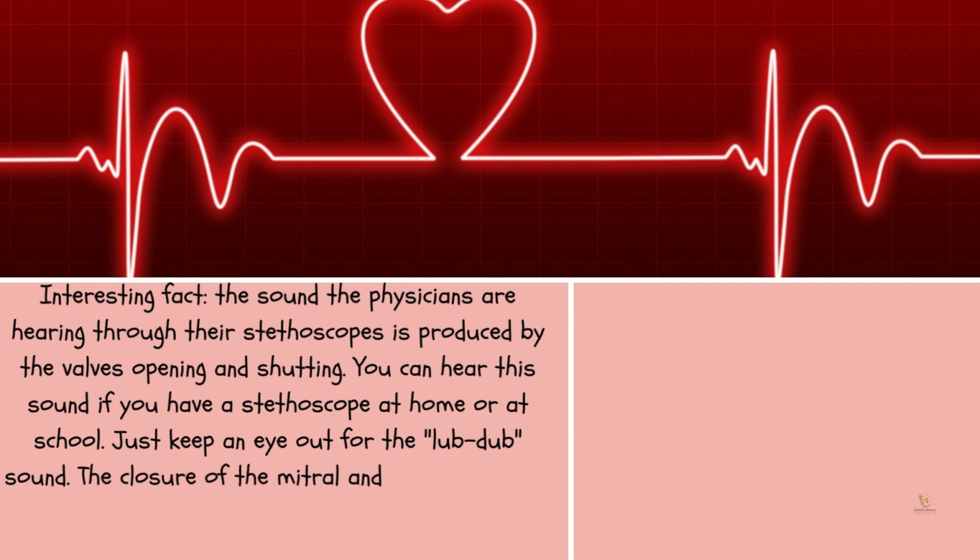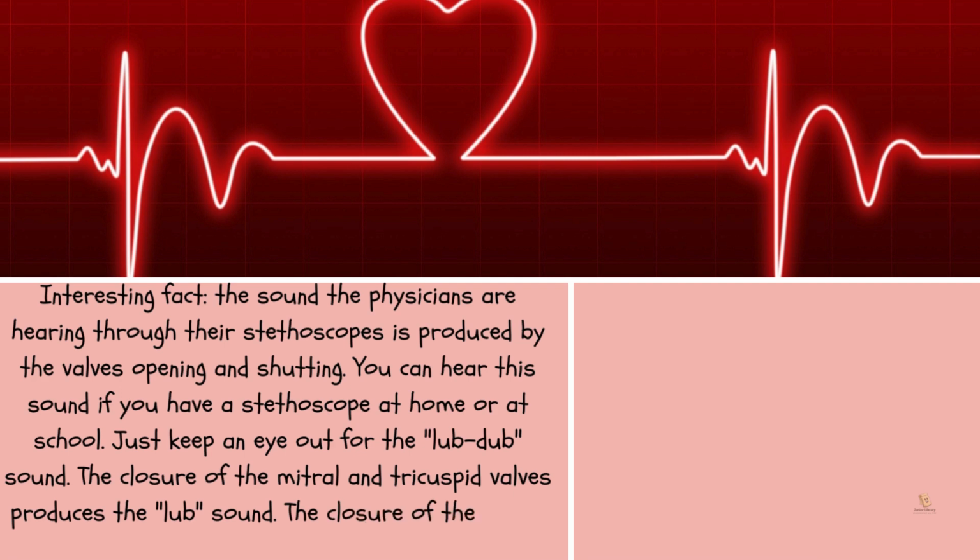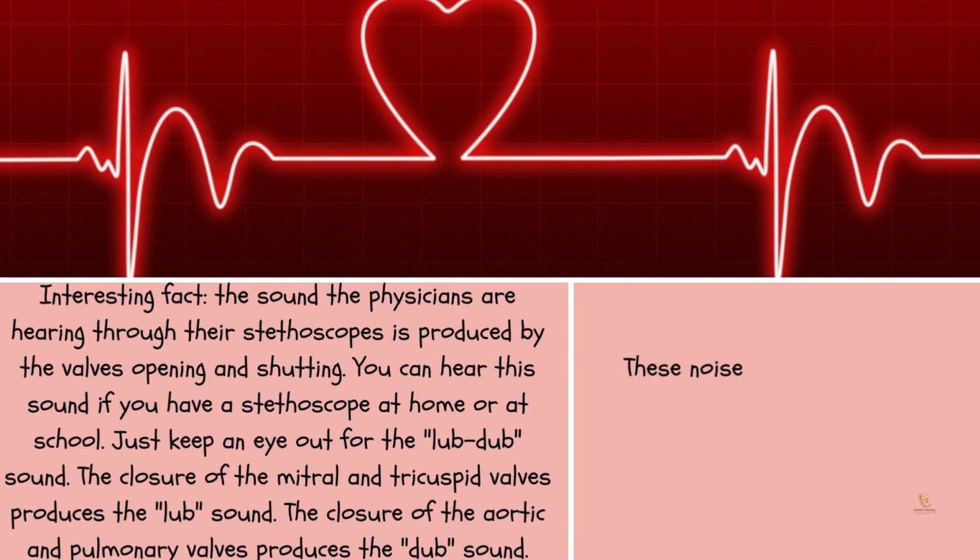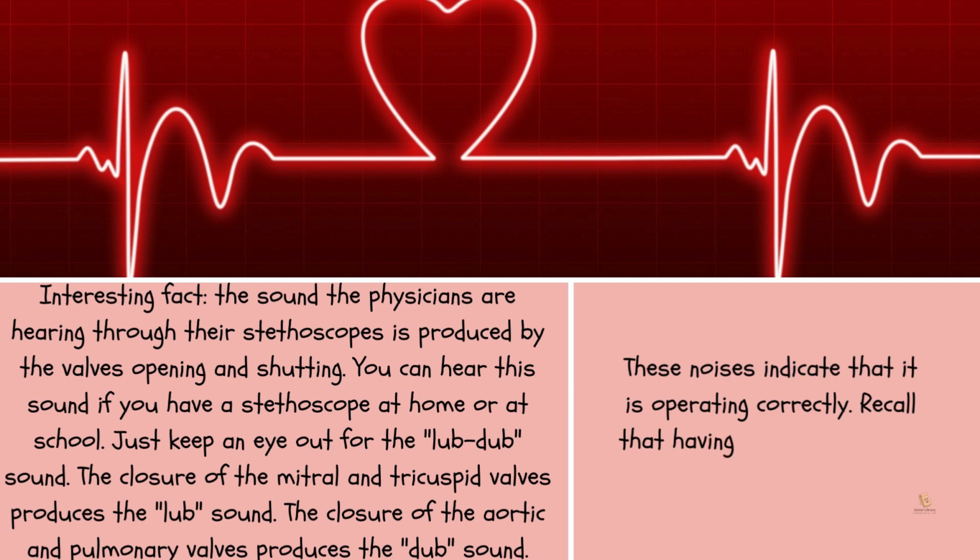The closure of the mitral and tricuspid valves produces the lub sound. The closure of the aortic and pulmonary valves produces the dub sound. These noises indicate that it is operating correctly. Recall that having our blood flow in a single direction is crucial.